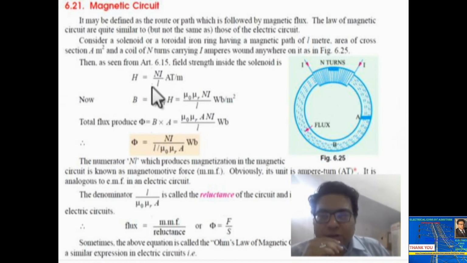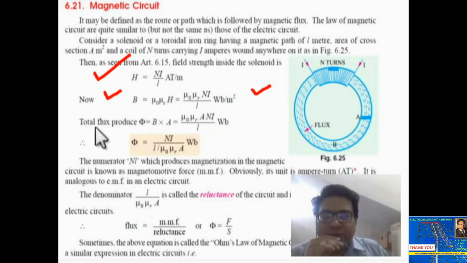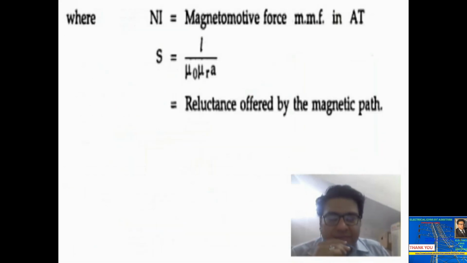Now guys, you already know H is equal to Ni upon L. We already derived the equation, and B is equal to mu 0 mu R into H. So B is equal to mu 0 mu R Ni upon L, and then you can write phi is equal to B into A. So the formula for flux will be Ni upon L upon mu 0 mu R into A. So guys, we already derived this formula.